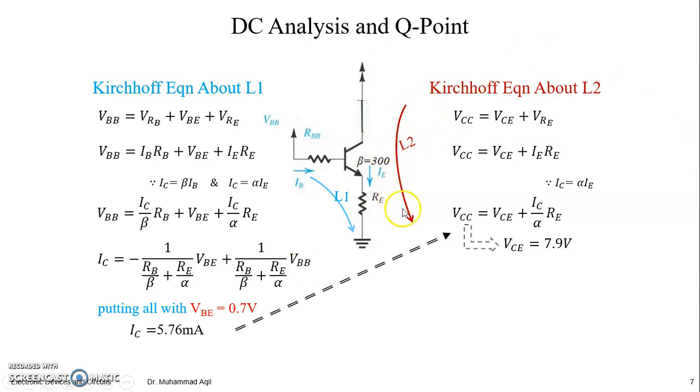About L2, Kirchhoff's voltage law about L2, we have only VCC, VCE and VRE, right? So VCC = VCE + VRE, where VRE will be IERE, and by using this relation, IE can be replaced by IC by alpha. So now we already have IC. When we put IC here, we have also VCC already given, 16 volt. We get VCEQ equal to 7.9. So this is our Q point. Please draw the DC load line yourself and place the Q point by yourself.